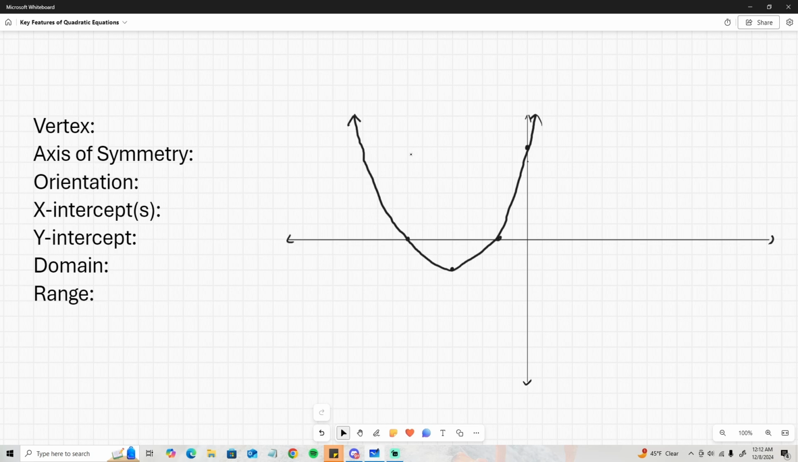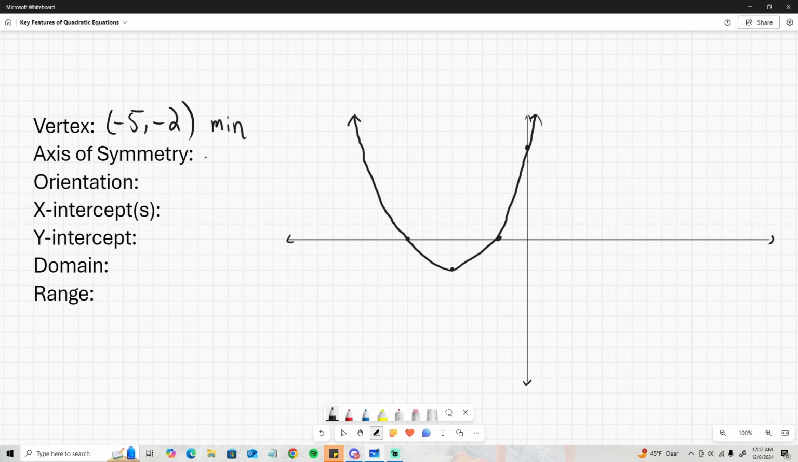Okay, so let's start with the vertex. This, again, is my highest or my lowest point of my graph. So that'll be this little point here. And it will be found at -1, 2, 3, 4, 5, down 1, 2. So it'll be at -5, -2. And again, when we find what our vertex is, we need to specify, is it a maximum or a minimum? So in this case, it is a minimum.